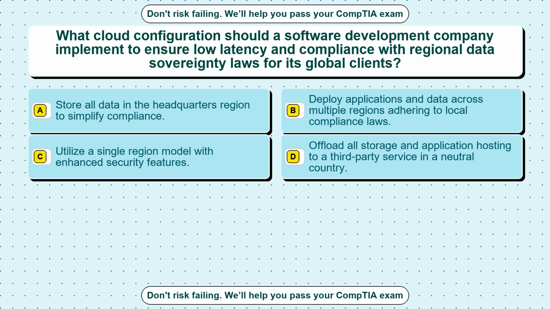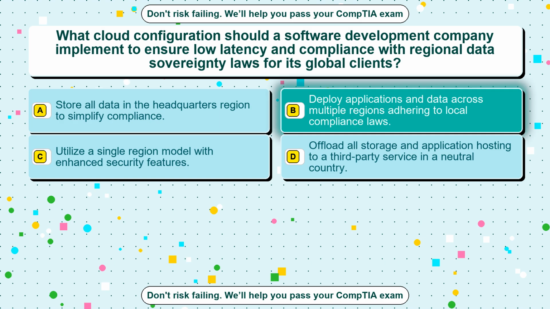Question 10. What cloud configuration should a software development company implement to ensure low latency and compliance with regional data sovereignty laws for its global clients? Option A, store all data in the headquarters region to simplify compliance. Option B, deploy applications and data across multiple regions adhering to local compliance laws. Option C, utilize a single region model with enhanced security features. Option D, offload all storage and application hosting to a third-party service in a neutral country.